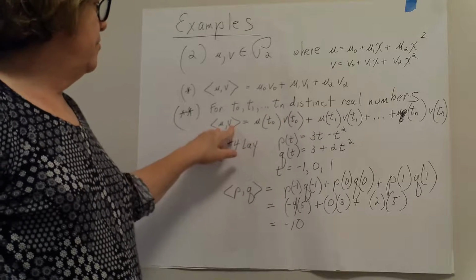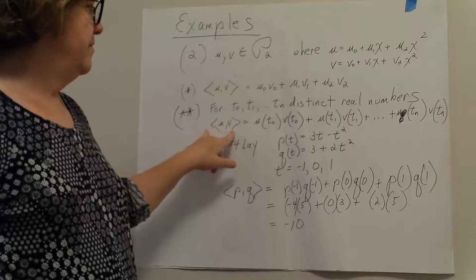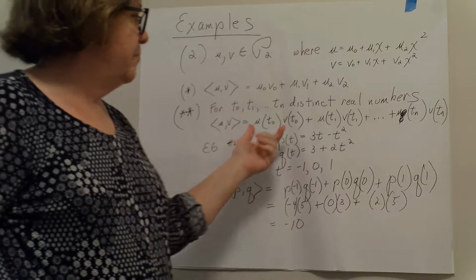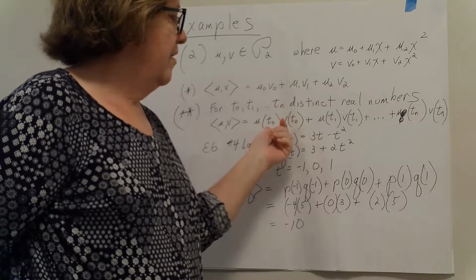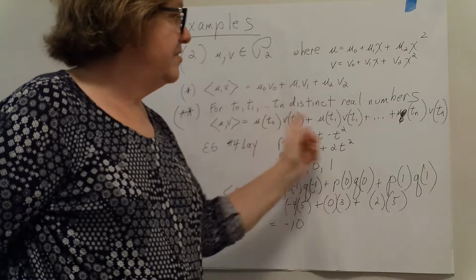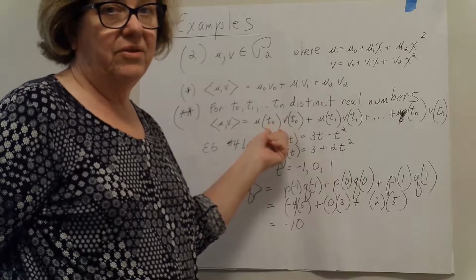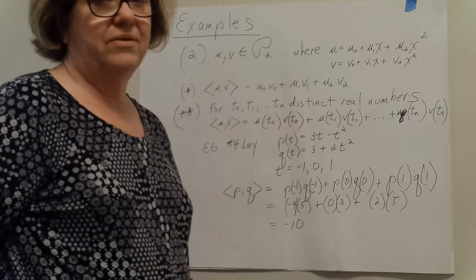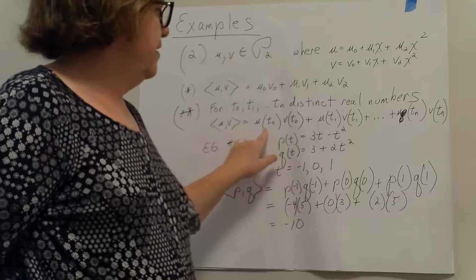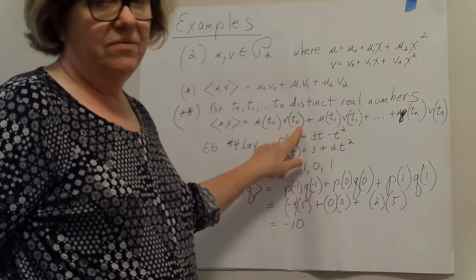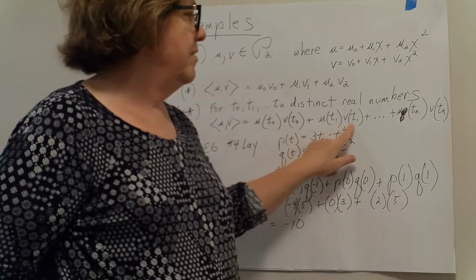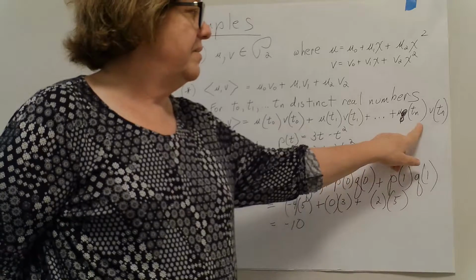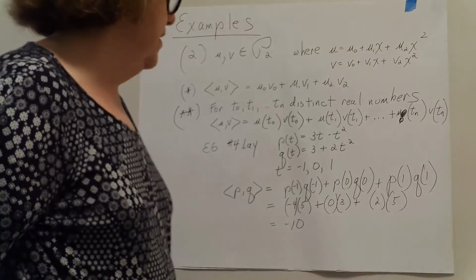So let's say u and v are in P2. We're going to say the inner product is the sum of the products of the polynomials evaluated at each of these distinct real numbers. So it's going to be u of t sub 0 times v of t sub 0, plus u of t sub 1 times v of t sub 1, plus dot dot dot, u of t sub n times v of t sub n.